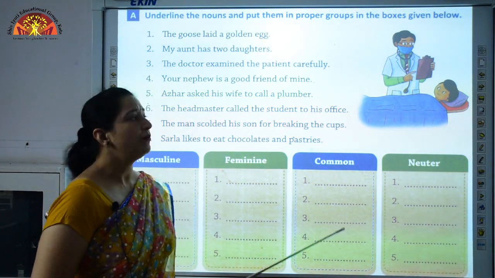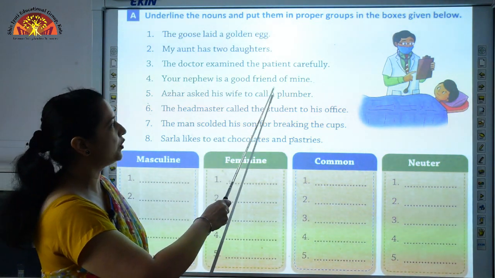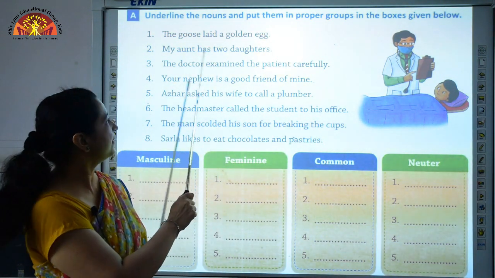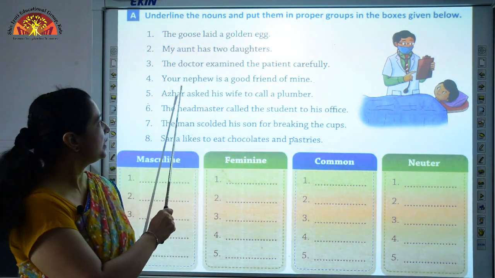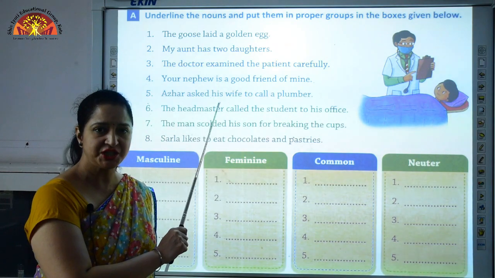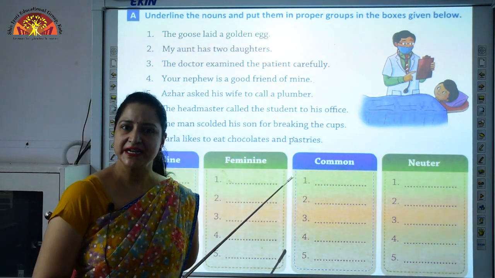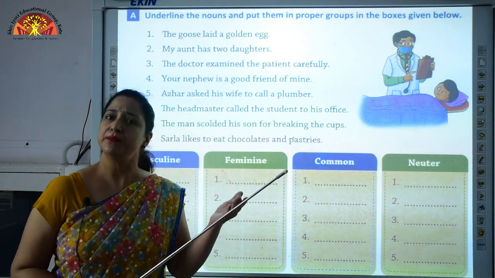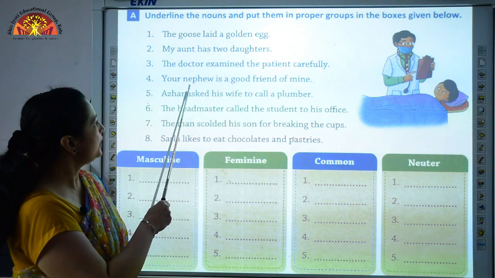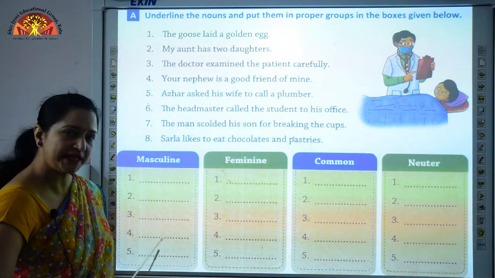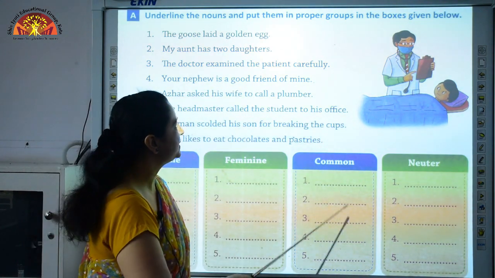Okay. Now moving to the next one, your nephew is a good friend of mine. Here nephew and friend, these are nouns. Now nephew is masculine gender and friend is common gender. Why is friend common gender? Because friend can be male also and friend can be female also. So you will write nephew in masculine gender and friend in common gender.